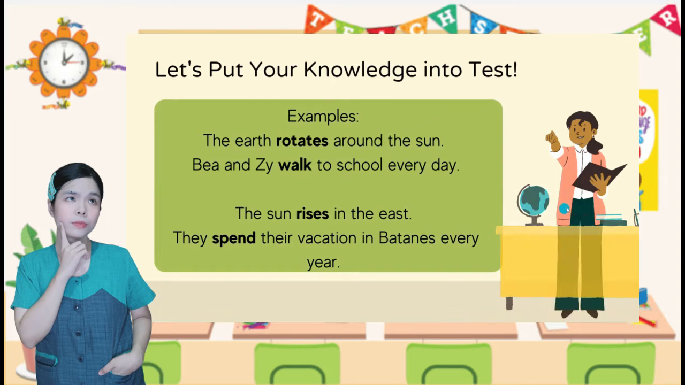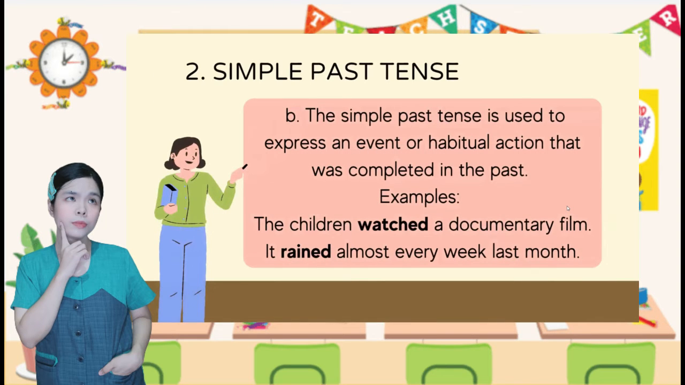Very good. The next one is what we call the simple past tense. The simple past tense is used to express an event or habitual action that was completed in the past, meaning the action was already done. Time markers here are yesterday, last year, last month, a decade ago. So that is the simple past tense. Examples: the children watched a documentary film. It rained almost every week last month.